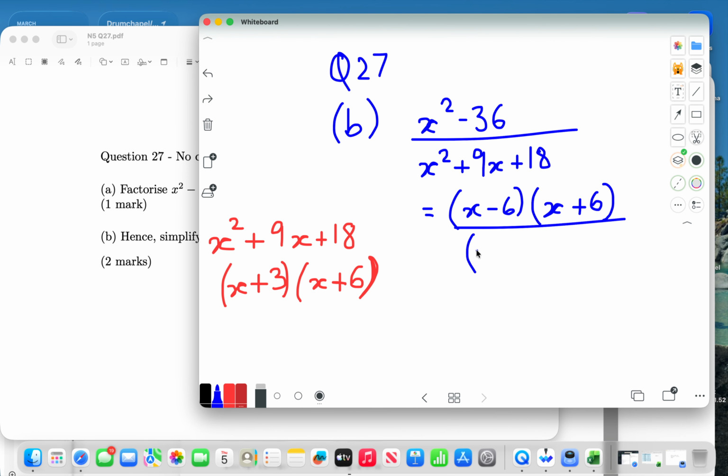Put this back in. And I think you're noticing what we can do at this point. Let's cancel out the x plus 6 brackets on both, and we are left with x minus 6 over x plus 3.